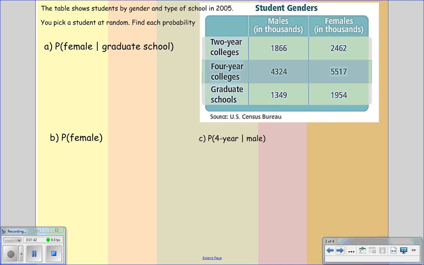Okay? Now, before I'm even going to start, I really want to total up some things in my table, because I know that probability is out of totals. It would be very, very helpful if I knew what the actual totals were. Because I have everything broken down by two-year colleges, males, females, and everything like that. If I look at this and I add these two, then I will get 4,328. And I'm going to end up needing that number.